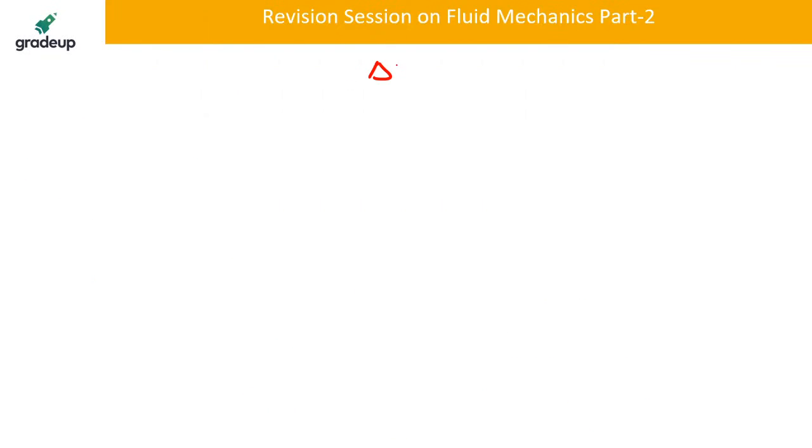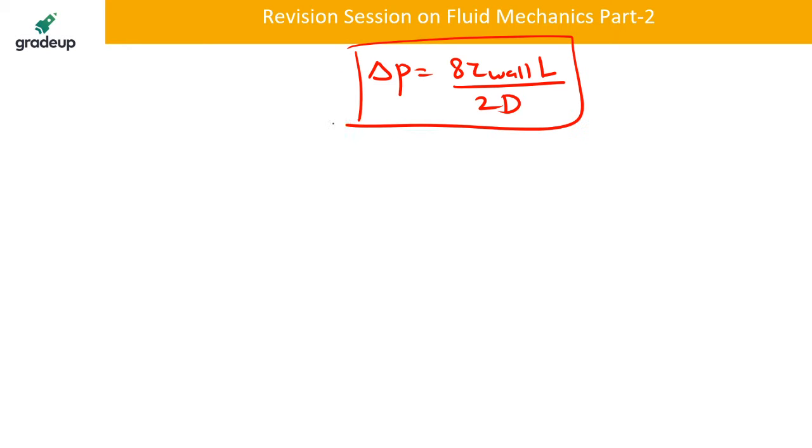The pressure drop can also be found by 8 into tau naught, the wall shear stress, into L divided by 2 into D. This is a formula you can remember for finding the pressure drop. Sometimes you can use this formula also. It is an important formula. If wall shear stress is given, length of the pipe is given, and diameter is given, you can use this formula: 8 into wall shear stress into L by 2 into D.